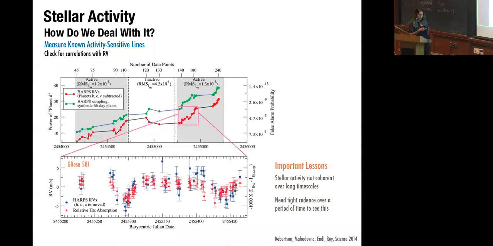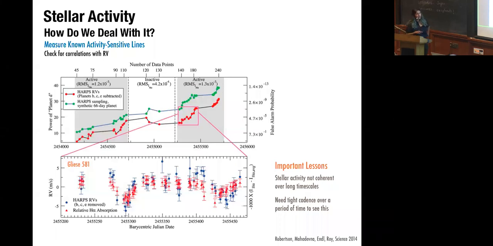So this is a paper I worked on with Paul Robertson for GJ 581, where we were able to show that, this is sort of the plot to focus on here. The blue are the HARPS RVs, and the red is the relative H alpha absorption. And you can see those track really well for this particular planet. So that's not a planet, that's stellar activity.